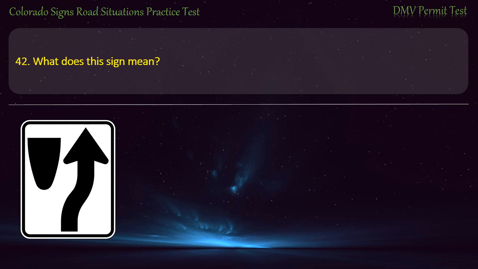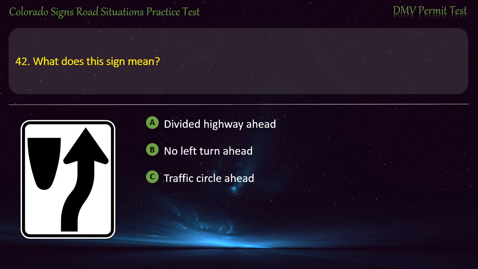Question 42. What does this sign mean? Divided highway ahead. No left turn ahead. Traffic circle ahead. Keep right. Answer. Keep right.